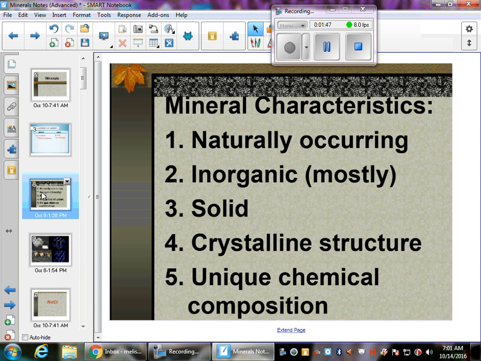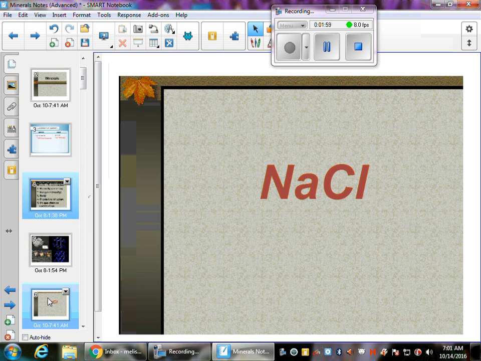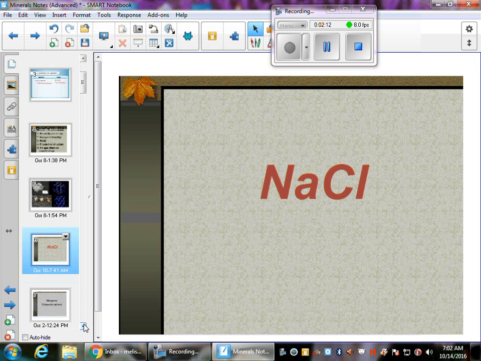Minerals also have a unique chemical composition. This means, again, that they are either elements or compounds, and that you could also write out the chemical formula for them. For example, NaCl is a unique chemical composition. It's got sodium, chlorine, and it's different than other elements or compounds. That's a unique chemical composition.